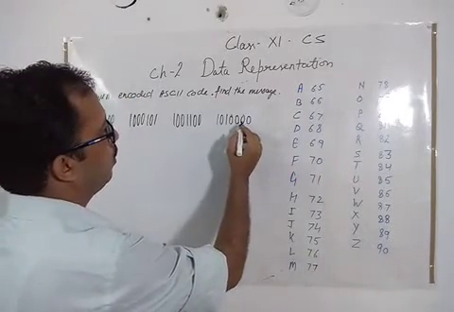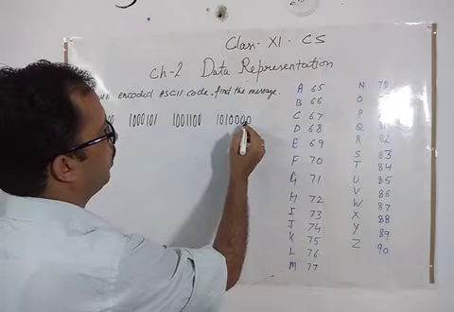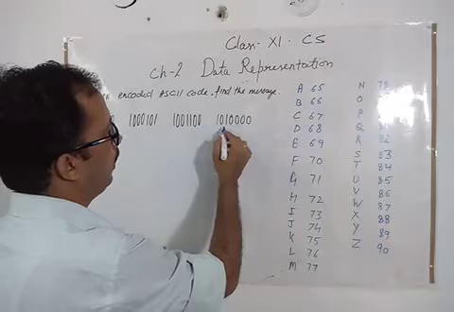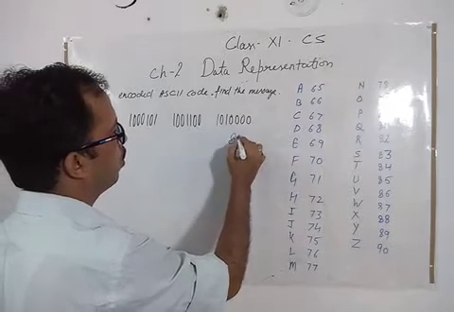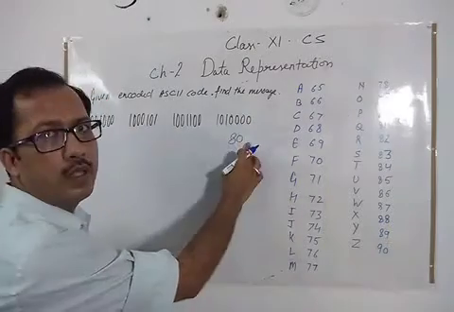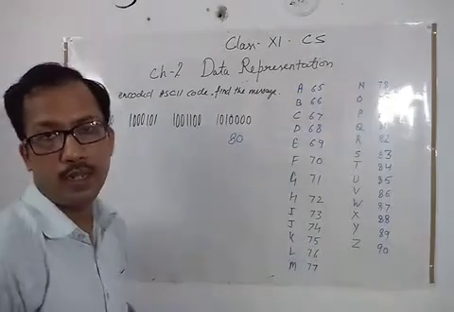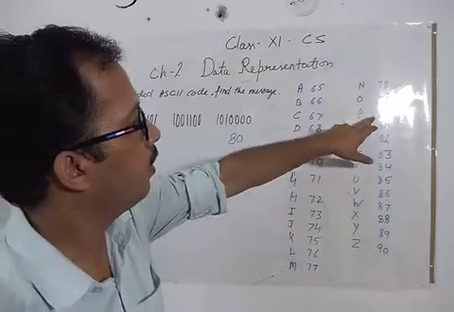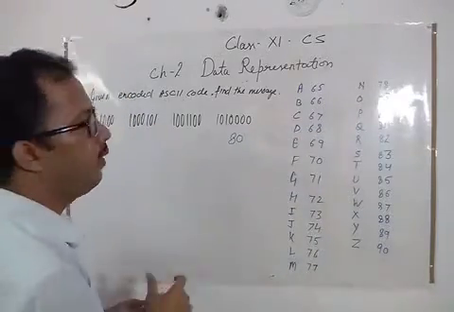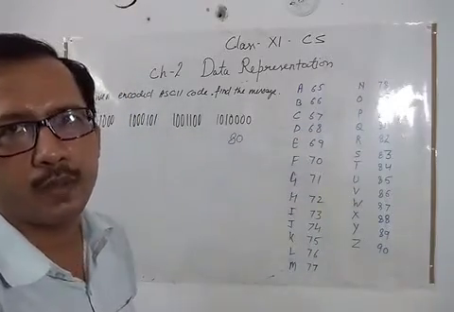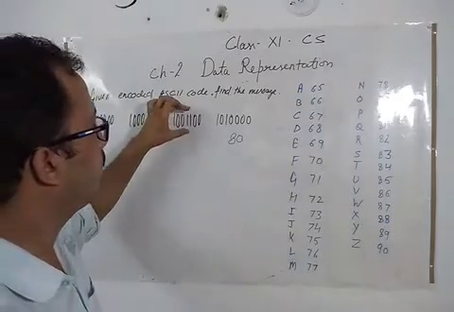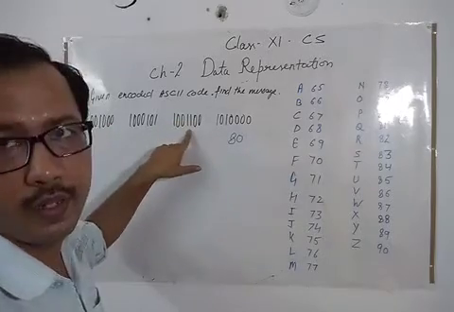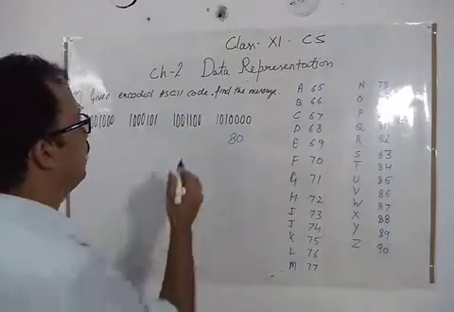It is giving 1010000. So it is giving the code 80. If you convert the given code, you will get 80, which is the code for the letter P. We will find later which character each code represents, but first we find the decimal equivalent, which is the ASCII code of the given binaries.